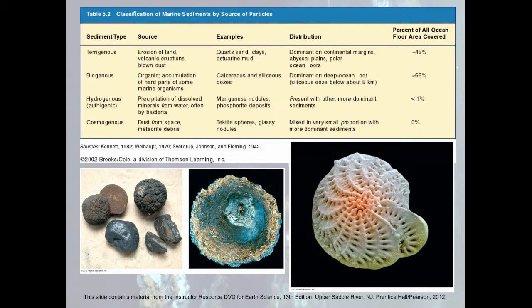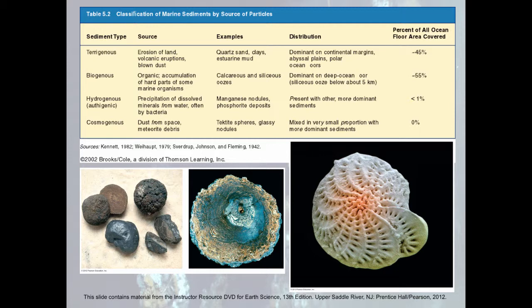Quartz is a common material that comes off the continents, along with clays and mud. They are dominant on continental margins, that is, closer to their sources. They are also dominant in abyssal plains and polar ocean floors. They cover about 45% of the ocean basin.